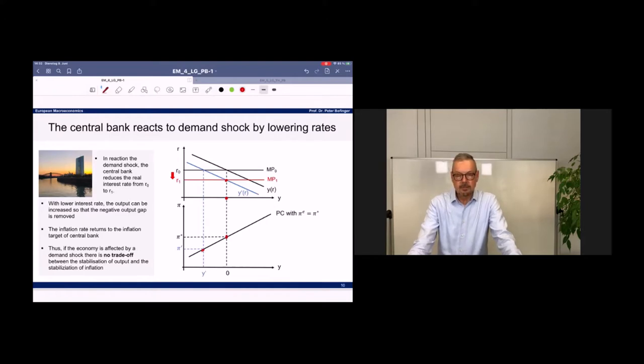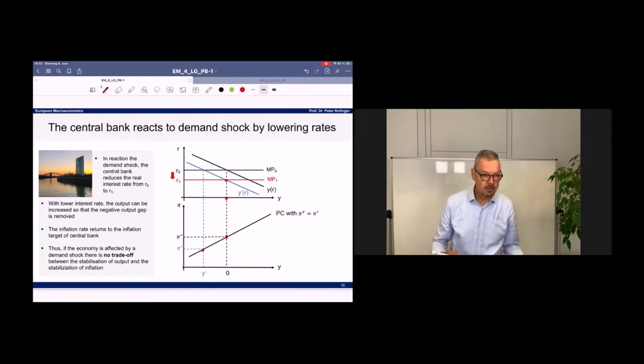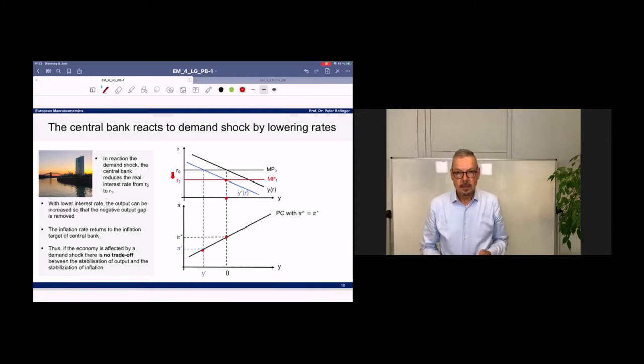So if you have a demand shock, here we have shown it for a negative demand shock, but it also works, of course, for a positive demand shock, in the same direction. So the central bank can stabilize the situation with its interest rate. And what really matters, there's no trade-off between stabilization of output and the stabilization of the inflation rate. And that's very important when you have this kind of shock, that there is no trade-off. And this is not seen by all authors in the same way.